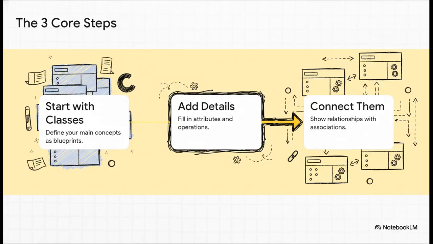When you boil it all down, it really is just these 3 simple steps. First, you start by defining your main concepts, your blueprints or classes. Second, you fill in their important details, their attributes and operations. And finally, you connect the blocks with associations to show how everything relates.